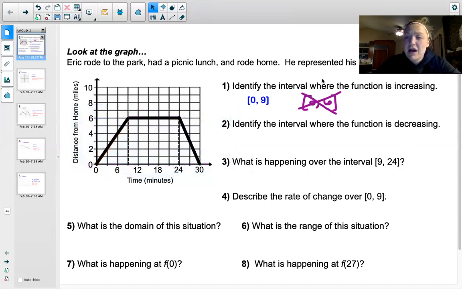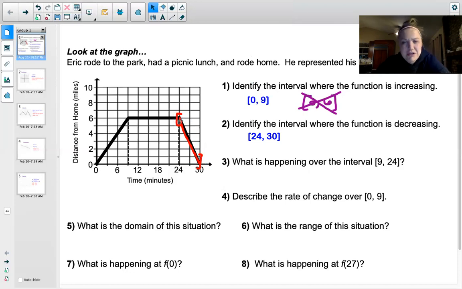Okay, so a lot of talk about number 1. Let's talk about number 2. Number 2 says identify the interval where it is decreasing. So I'm going to highlight this in red now. It starts decreasing at 24, stops decreasing at the input of 30. So neither of those has an open circle. That means they actually exist at 24 and 30. So I do hard brackets from 24 to 30. That hard bracket means that it includes the endpoints.